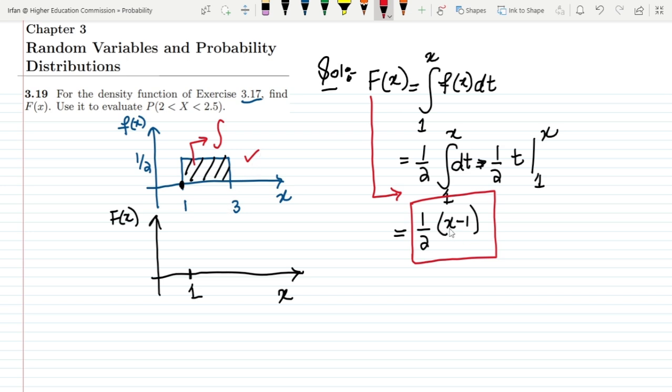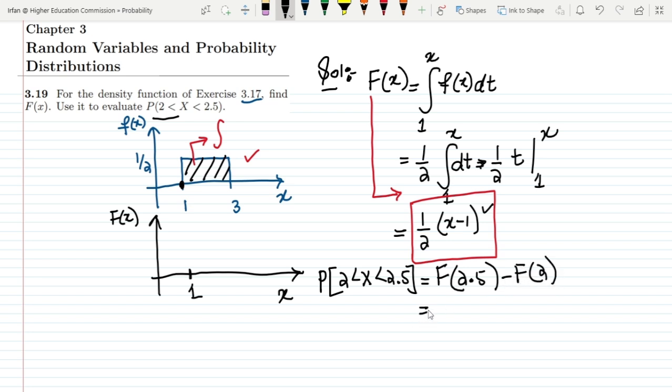Now by putting any value here, I can find the CDF at that value. Using the same formula, I have to find the probability that x is greater than 2 and less than 2.5. So I have to write the value at 2.5 minus the value at 2.